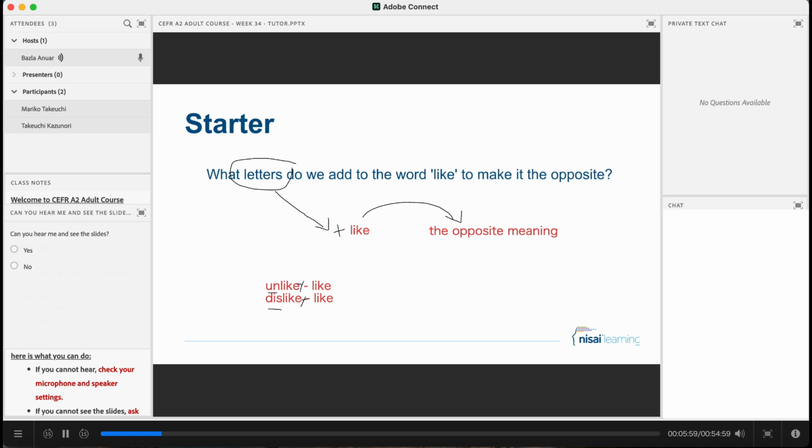Now, this is where we are going to learn about the prefix. Those letters there are what we call prefix. So we add the prefix dis or un to the word like to make it the opposite, resulting in the word dislike or unlike.